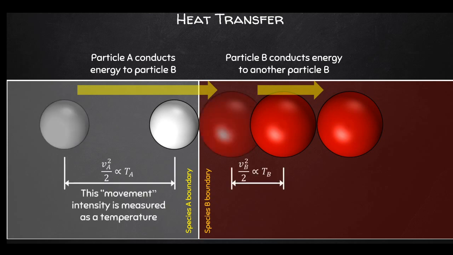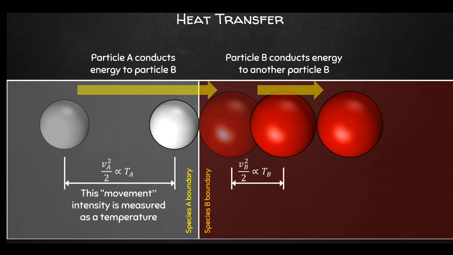The velocity of particle A is much higher than the velocity of particle B, and there is a direct or proportional relationship between the temperature and the kinetic energy for these particles. Because the white particle's velocity is much higher, it also has a higher kinetic energy, and therefore a higher temperature associated with it.